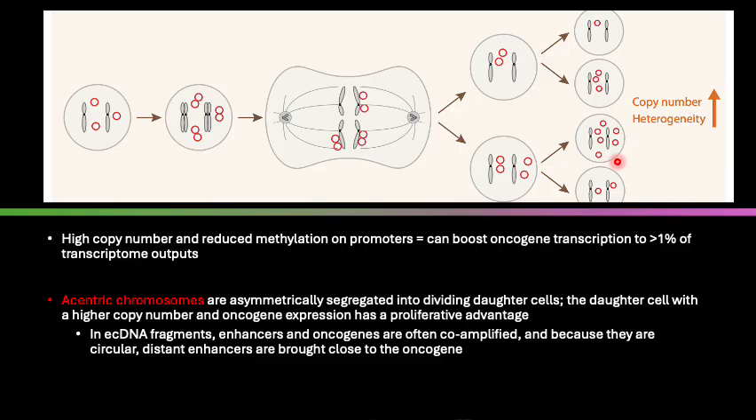This can actually boost oncogene transcription to the top 1% of all transcriptome outputs within the entire genome of the cell. So you can see how that can be a huge problem in cancer progression. And these acentric chromosomes, as I mentioned, are ultimately the reason why asymmetric segregation and copy number heterogeneity actually exist.